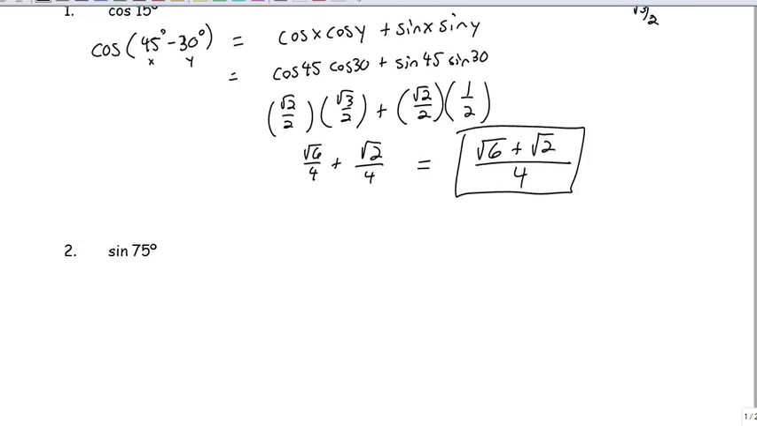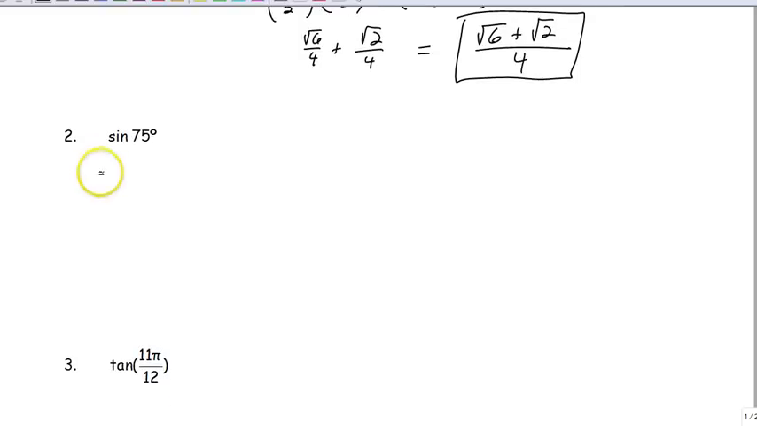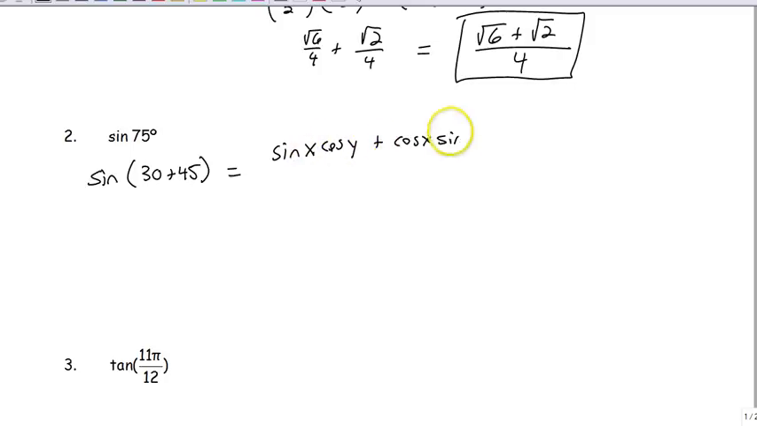Okay. Alright, so let's find out what sine of 75 is. This is one that we have to break down. We have to use 30s and 45s. Oh, well, isn't 30 plus 45 75? Yes, it is. So we can use the sine formula on the first page. And I'll just write it out for you guys real quick. Sine x cosine y plus cosine x sine y.